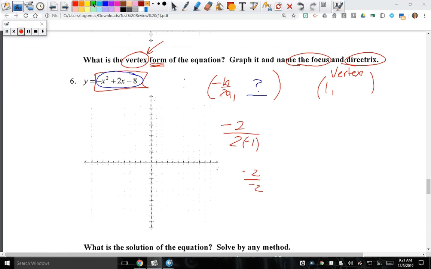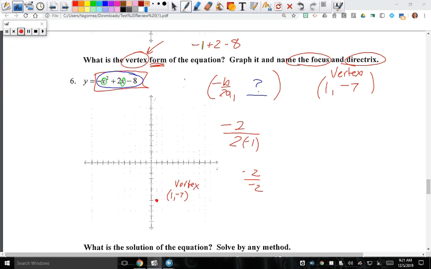So if I plug in a positive 1 for x here and here, 1 squared is 1 times a negative gives me negative 1. And I'm showing the work because it's a non-calculator. Okay? 2 times 1 is 2, and then we'll subtract 8. What do I have? Negative 7. So my vertex is 1, negative 7.